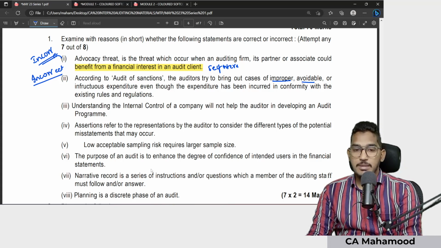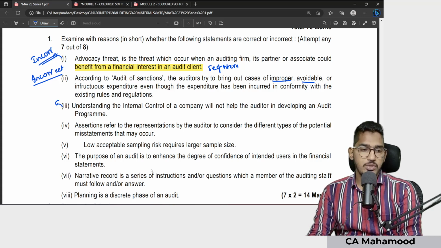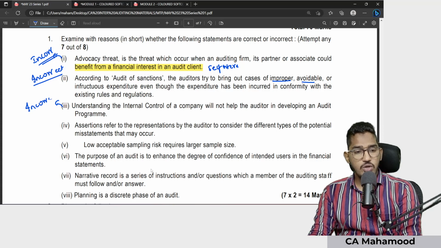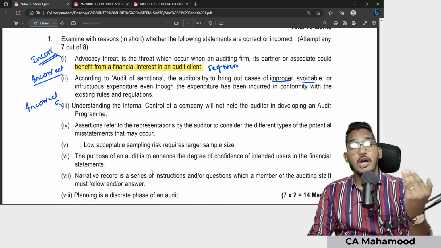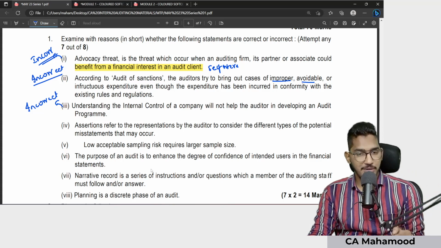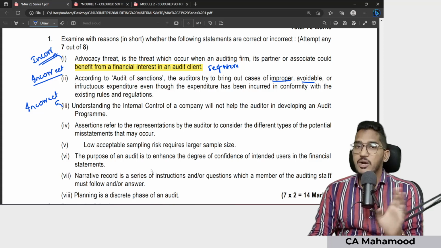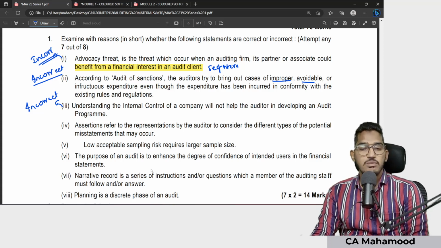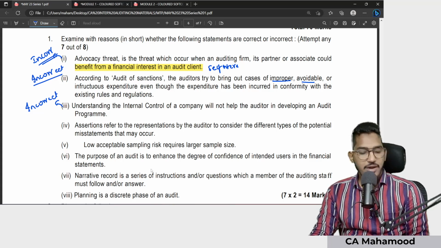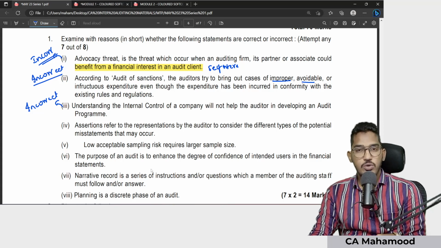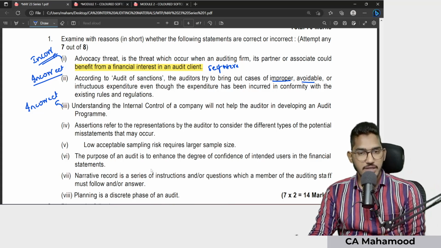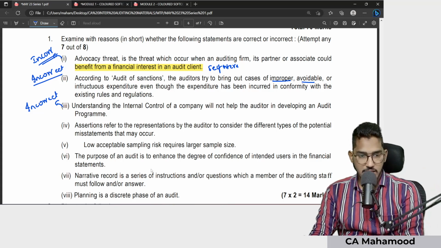Understanding the internal control of the company will not help in developing an audit program. Do you agree with that? No, this is also incorrect. Why? Because when you understand internal control, on the basis of that only you will determine how much amount of substantive audit procedures has to be performed. So understanding internal control will help the auditor in developing audit program. We can't say that understanding internal control will not help in the development of audit program. No. Why? Because depending on effectiveness of internal controls only, we will decide how much amount of substantive audit procedures will be performed. So understanding of internal controls will definitely help the auditor in development of audit program. So this statement is also incorrect.